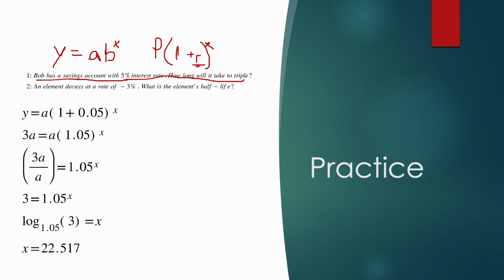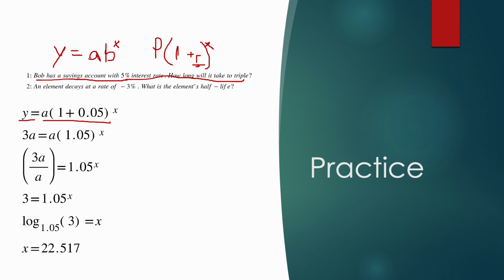All right, let's see. So I went for this one, right? If we have y equals a times 1 plus 0.05, because remember it's a 5% interest rate. If we're asking how long it's going to take to triple, then it's going to be 3a is equal to a times 1.05 to the x, right? Because it's 3 times the starting amount. And so we divide by a, we get 3 is equal to 1.05 to the x.